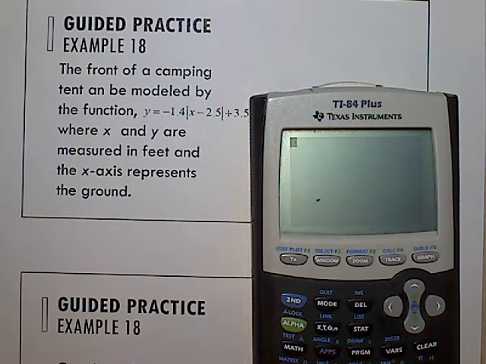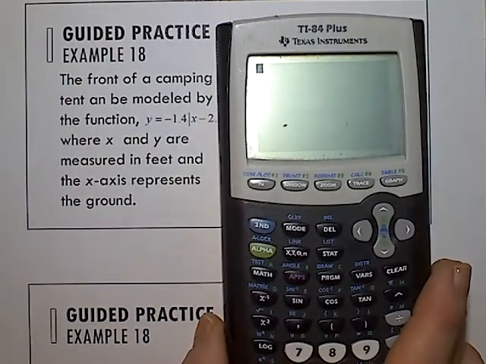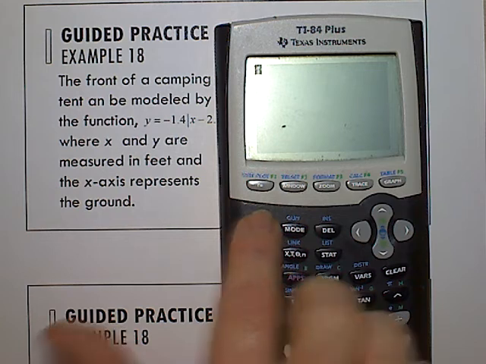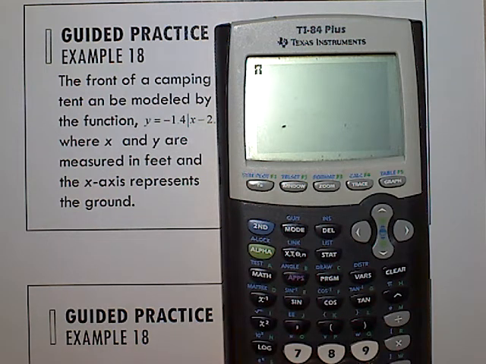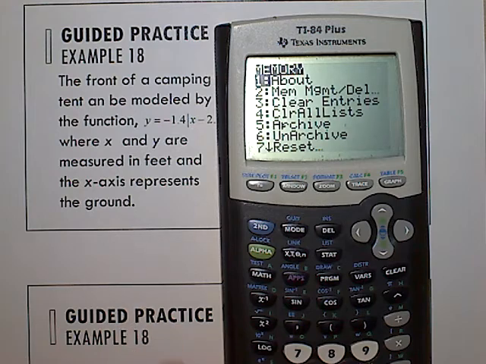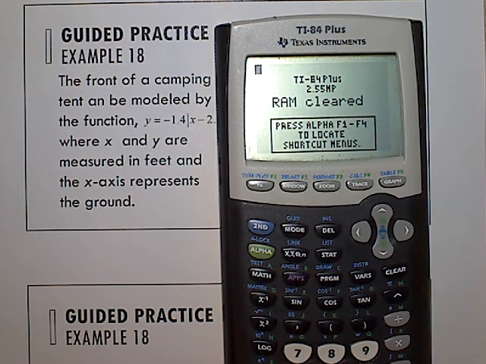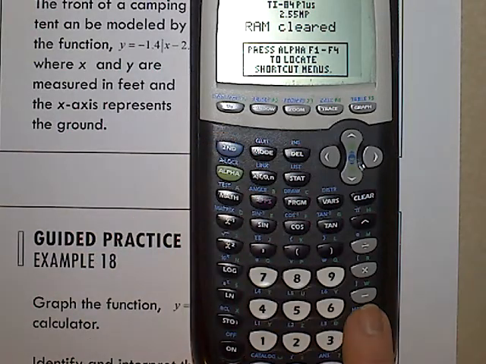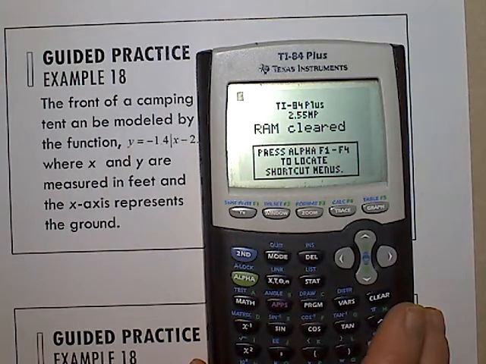Do me a favor. You're going to follow the steps. Most of you have not used this particular calculator before. Hit the second key, which is blue. We're going to clear the RAM. Then hit the plus C towards the bottom right-hand corner. Okay? Then do 7, 1, 2. I'll do it again so you can see. Second plus 7, 1, 2. If you did it right, it'll say RAM cleared.